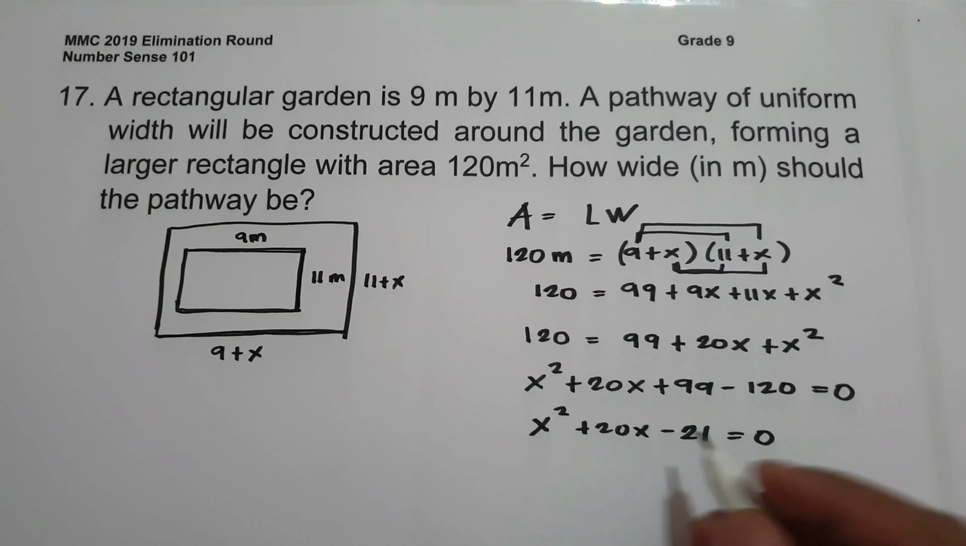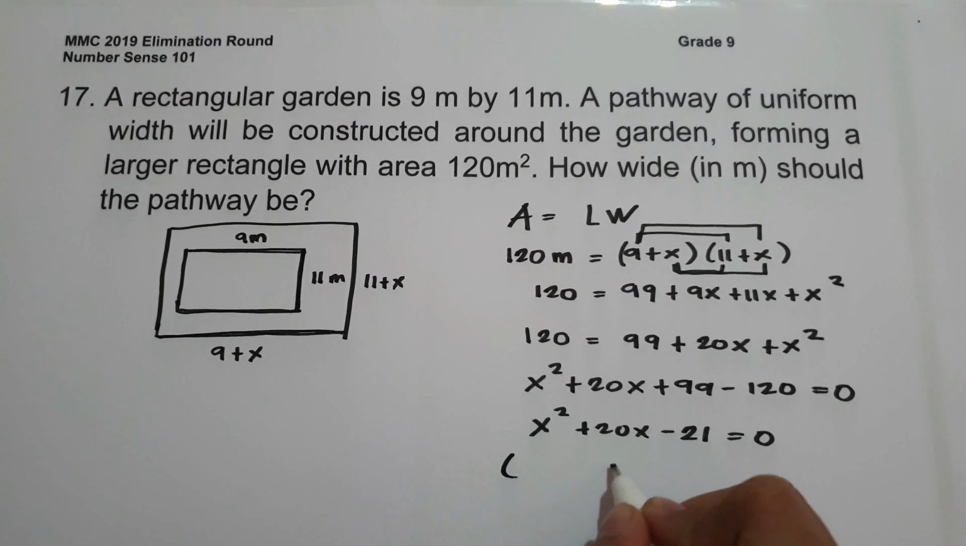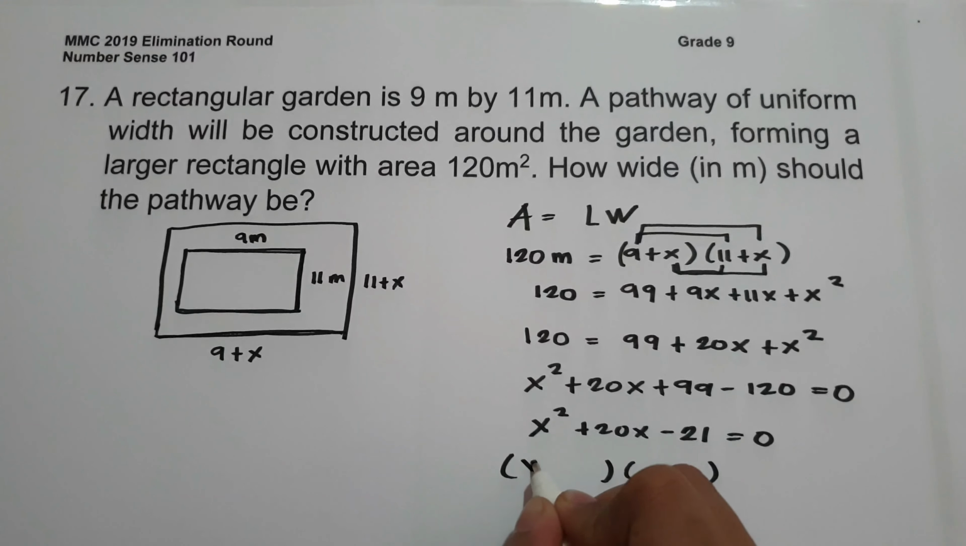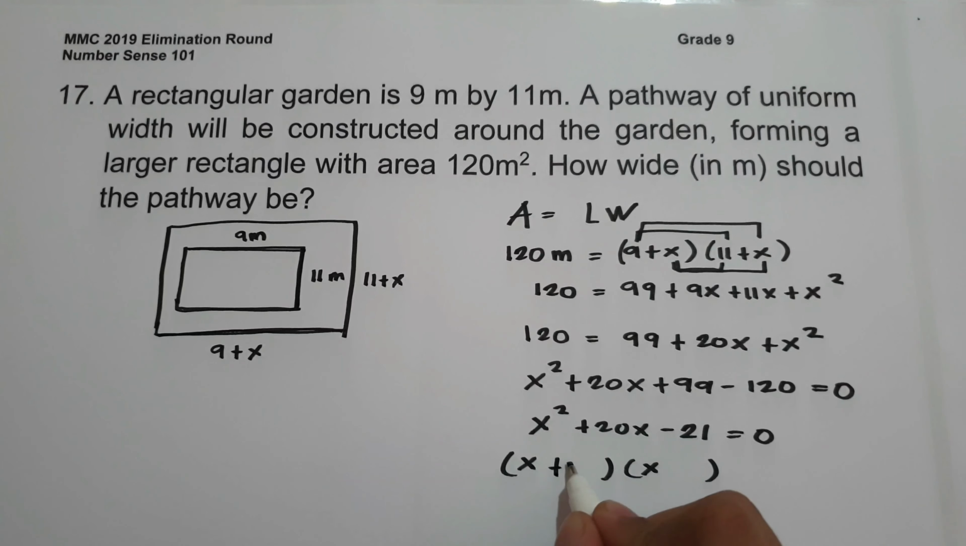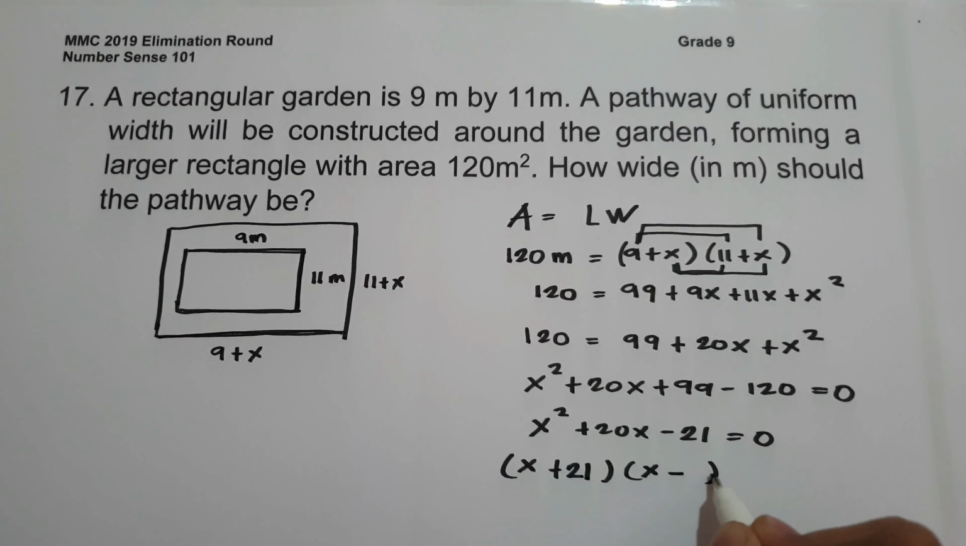And then let us factor this one. The factors of x squared, that is x and x. And what are the two numbers? If we multiply, we can get negative 21, and if we add, we can get positive 20. And that is positive 21 and negative 1. So let us equate this one to 0.